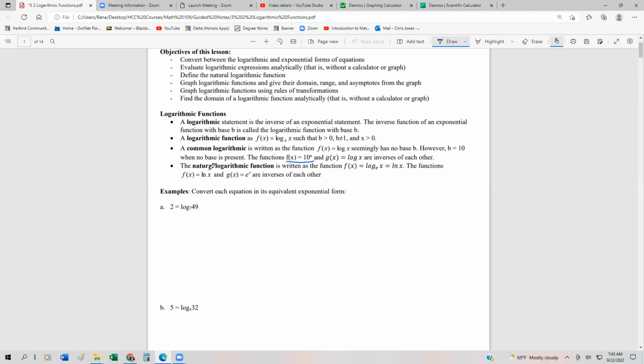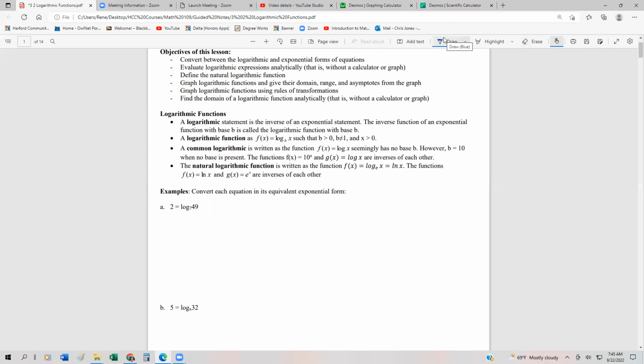The natural logarithmic function has a base of e. So if you ever see ln of x, okay, that's the same thing as log base e of x, okay? And the functions ln x and e to the x are inverses of one another. And we've explored e to the x in detail, right?